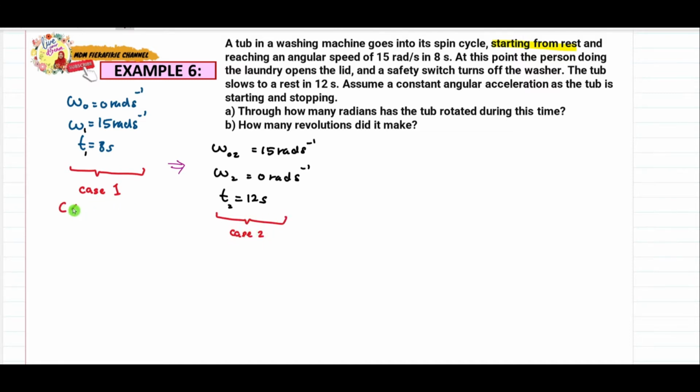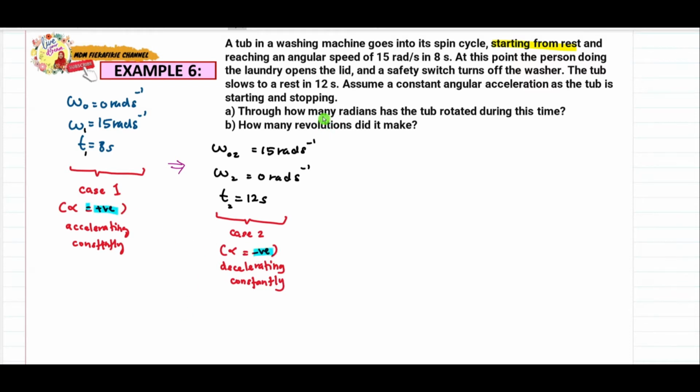So this one should be alpha positive. Accelerating constantly. And this one, alpha is negative value. Decelerating constantly. So positive, negative. Alright.